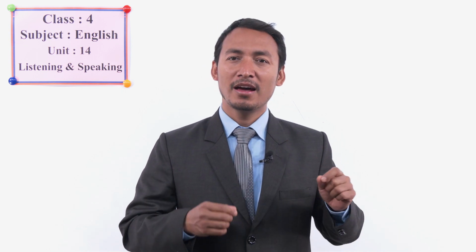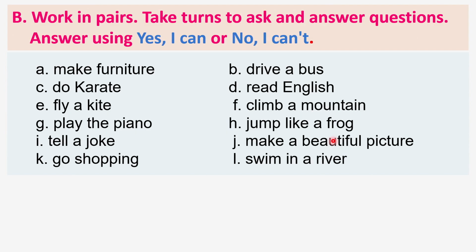Okay, very good. Now we are going to do another exercise that is also a similar exercise for making conversations from the situation. Here we have: work in pairs, take turns to ask and answer the questions. Answer using yes, I can, or no, I can't. So it's very easy, right? You can say, can you make furniture? Let me show you the example here.